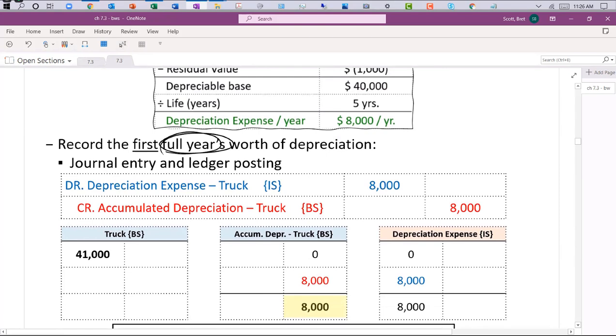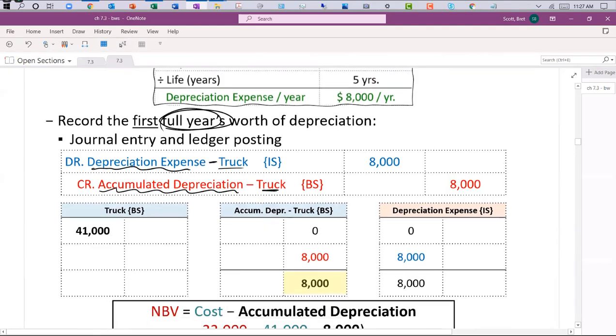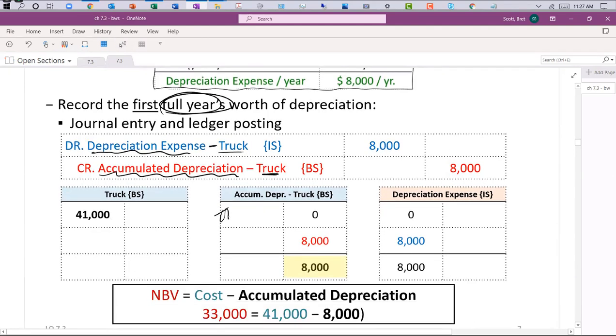Well, we just debit depreciation expense. Sometimes you see depreciation expense with a hyphen, maybe it says truck, but we're not going to reduce the cost account. We're going to set up that accumulated depreciation truck account to record this. Remember, this is all theoretical wear and tear.